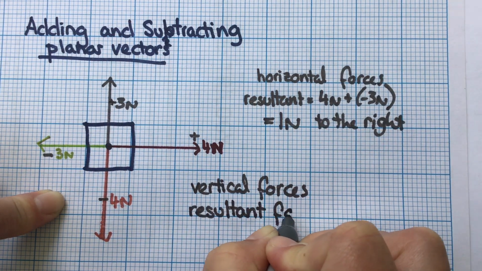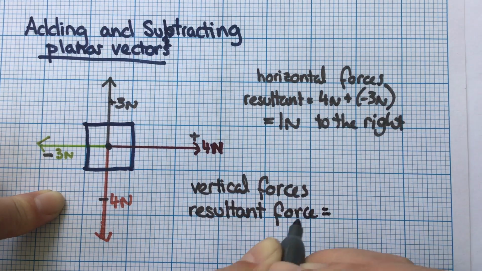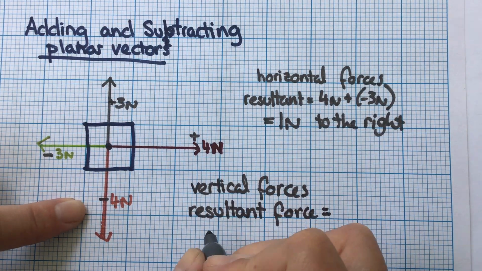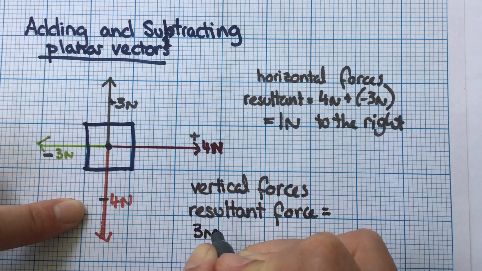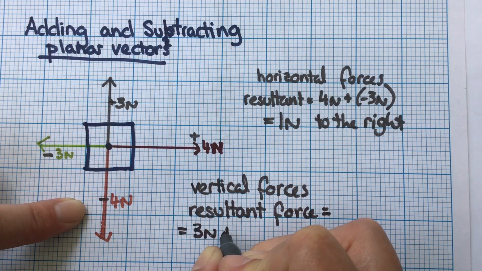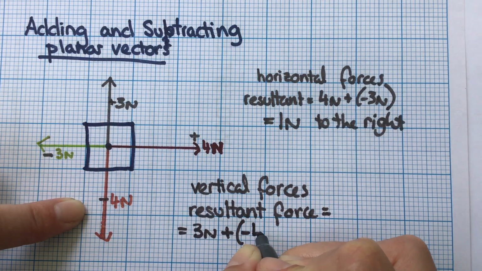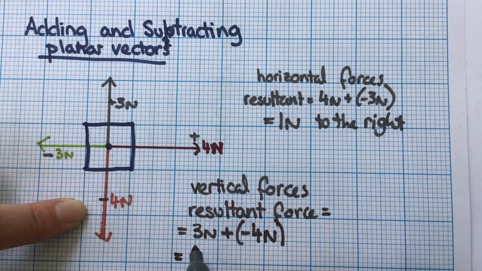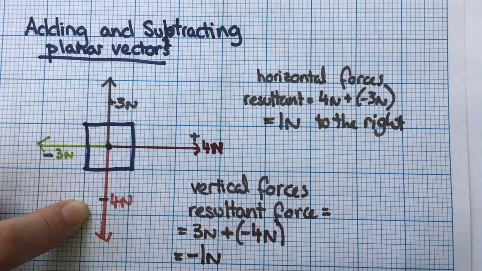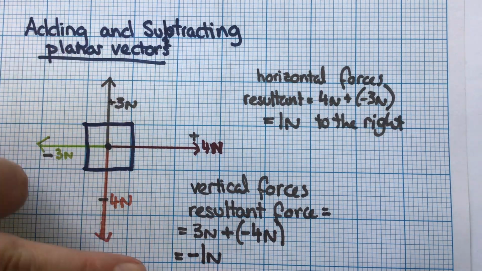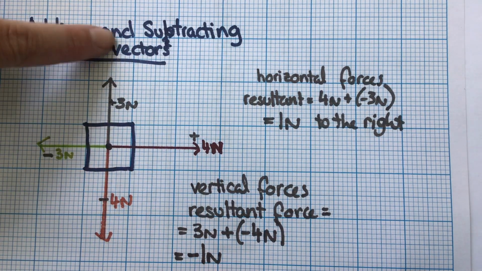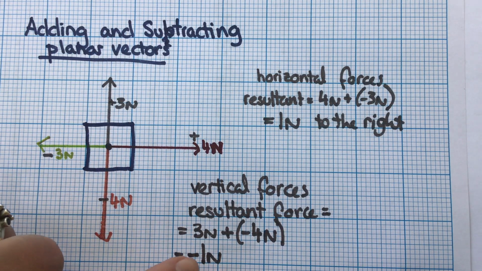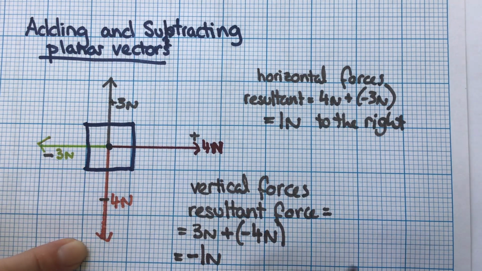So resultant force is going to be equal to 3 newtons plus minus 4 newtons. Overall, if I do 3 newtons minus 4 newtons, I'm going to get minus 1 newton. So the magnitude of the resultant force in the vertical plane is 1 newton, and the negative tells me that it's going downwards.